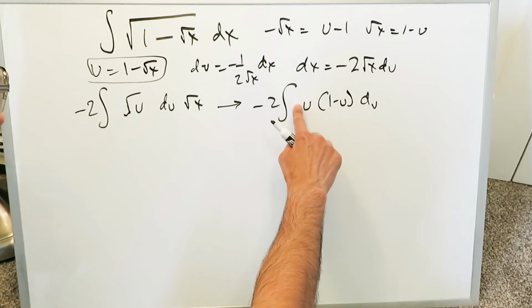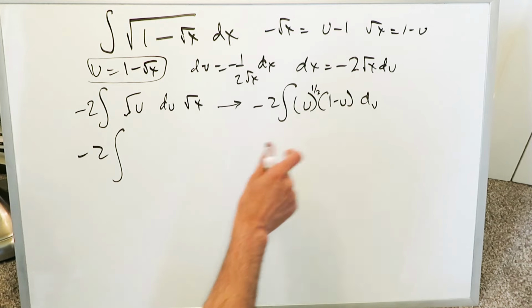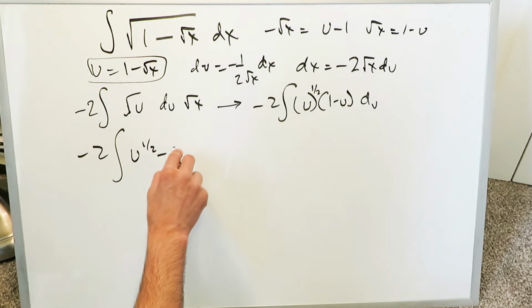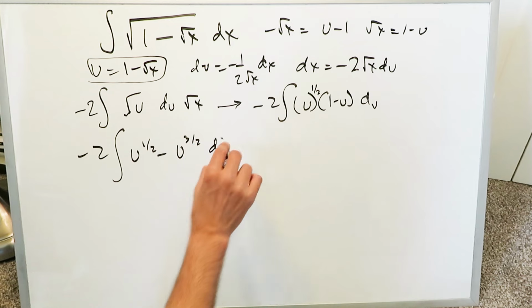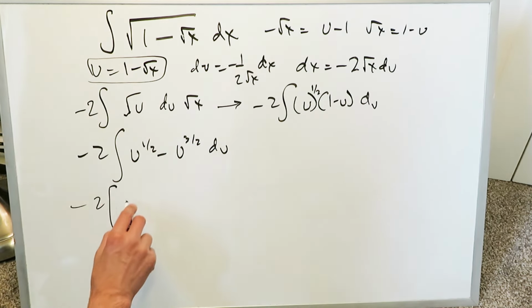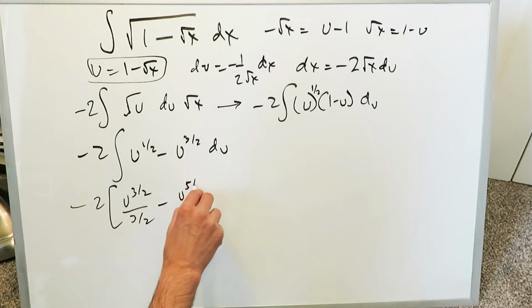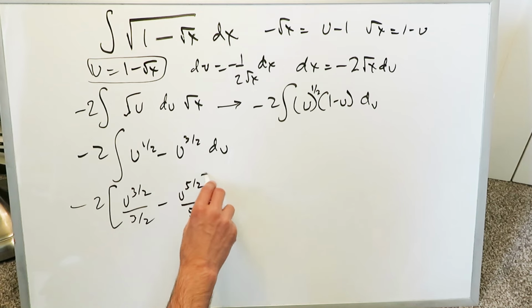Convert this into an exponential form. It'll be easier that way, 1 over 2. Now open it up. You have u to the 1 over 2 minus u to the 3 over 2 du. Easy polynomial integral. Minus 2. You'll have u to the 3 over 2 over 3 over 2 minus u to the 5 over 2 over 5 over 2 plus c.